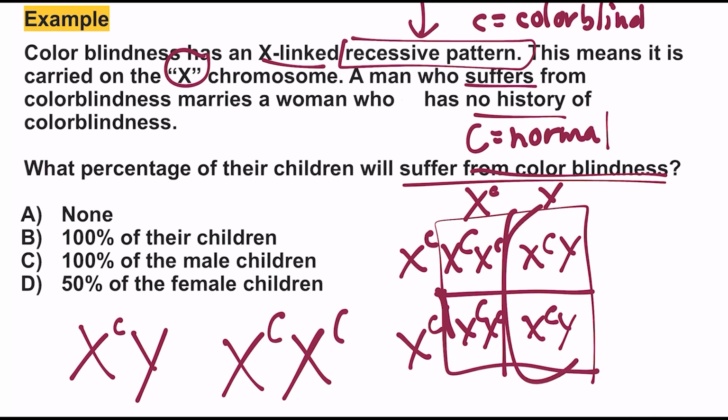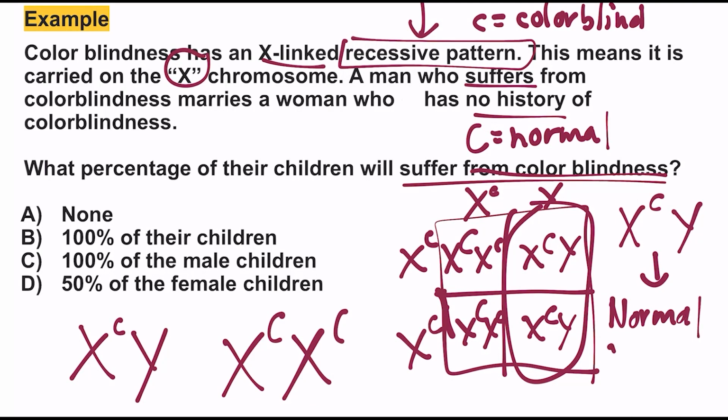So now when we look at the results, we can see that the offspring for the male genotypes is X capital C as an allele and the Y chromosome. This means they have normal vision. And for the female's offspring, we have X capital C and X lowercase c. This also means they will have normal vision.